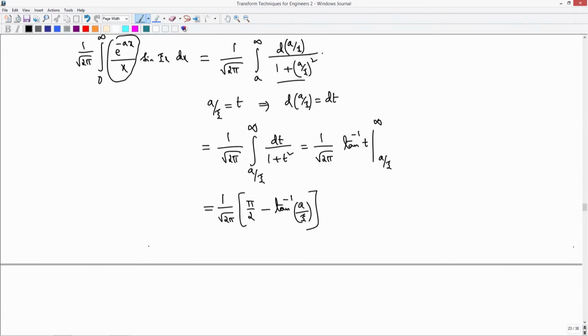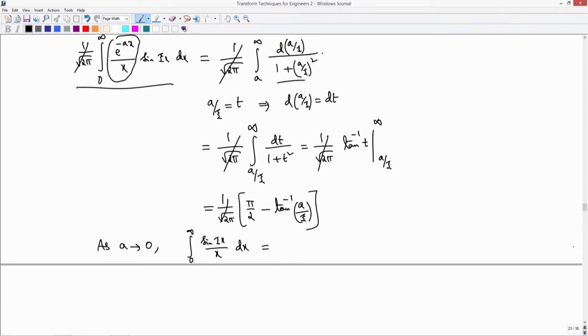Right. So what I do here is allow a goes to 0 on both sides. You can cancel the 1 by root 2 pi everywhere if you want, it is not required anyway. So as a goes to 0, the left hand side becomes the integral from 0 to infinity of sin xi x by x dx, which is equal to.